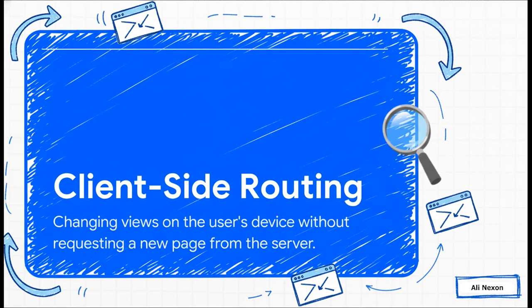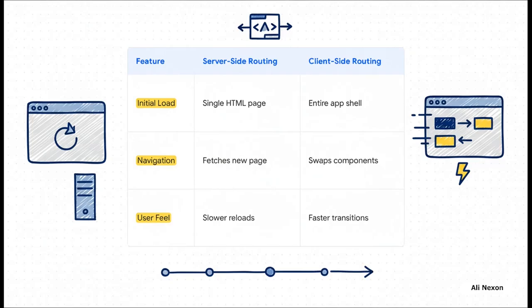Basically, your browser is in charge now. Instead of begging a server for a whole new HTML page every time you click something, the application, which is already loaded in your browser, just intelligently decides which pieces to show or hide based on the URL you're trying to go to. And this table here really lays out the whole trade-off.